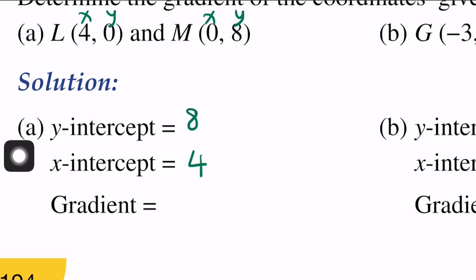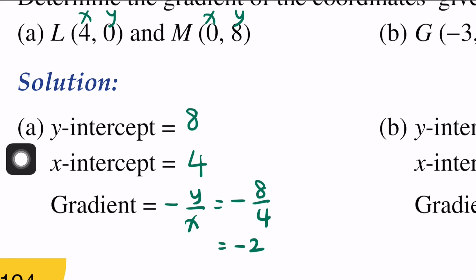So the gradient is negative y over x. Negative 8 over 4, simplify, negative 2. Remember, every time you write the formula for gradient in the intercept form, don't forget the negative sign.